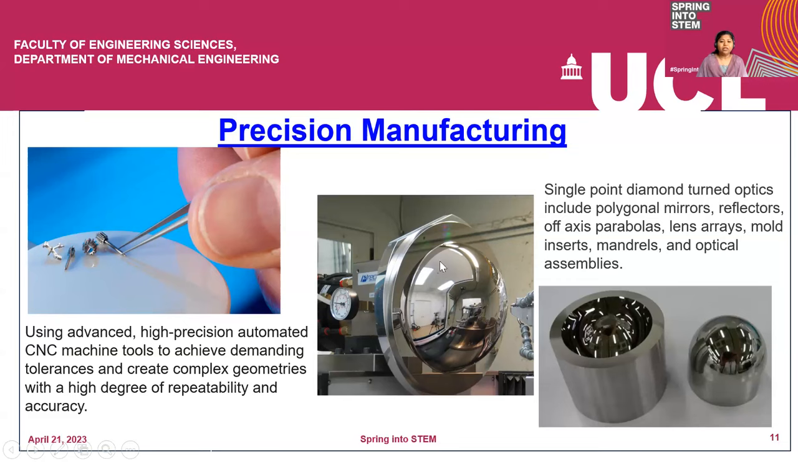One of the concepts of precision manufacturing is called single point diamond turning, where you use single crystal diamonds as the cutting tool to machine metallic components. This kind of mirror finish can only be achieved using single point diamond tools, which are widely used in the optical industry for lens arrays, mold inserts, and optical assemblies. As you could see, these are machined surfaces. They are not polished. They are machined with this mirror finish, and the surface roughness will be in the nanometric range.